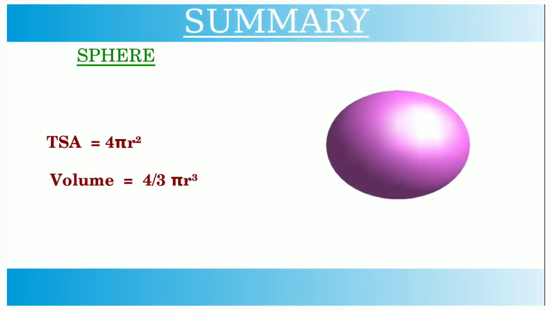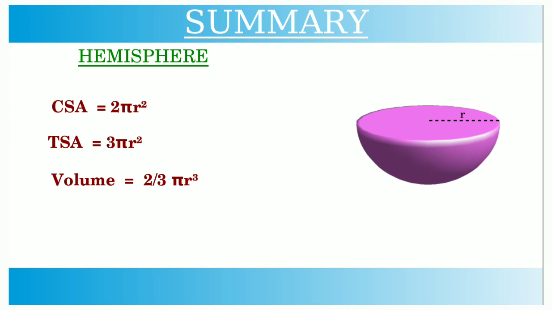Next is sphere. Total surface area of a sphere is 4 pi r square. And volume of sphere is 4 by 3 pi r cube. Hemisphere, that is half of a sphere. Curved surface area of hemisphere is 2 pi r square. Total surface area of hemisphere is 3 pi r square, as it has two faces. And volume of hemisphere is 2 by 3 pi r cube.